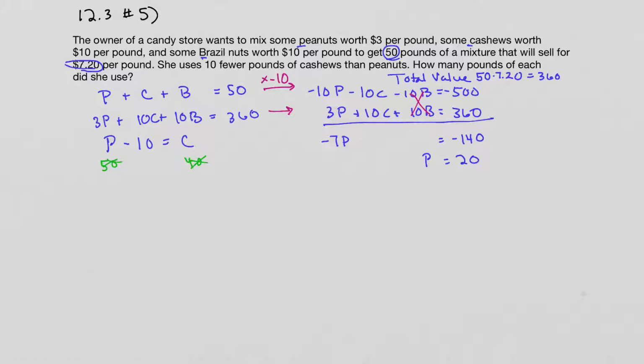So 20 pounds of peanuts. And then peanuts minus 10 are cashews. So 20 pounds of peanuts minus 10 pounds would be 10 pounds. So C is 10. 10 pounds of cashews. There were 50 pounds altogether, so I need 20 more pounds, and that would be Brazil nuts.